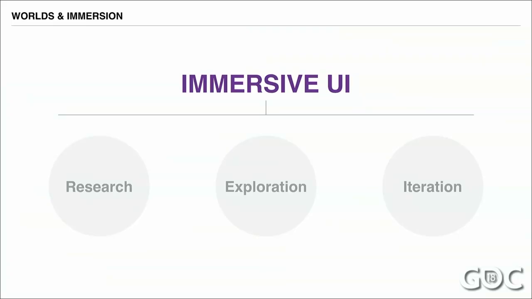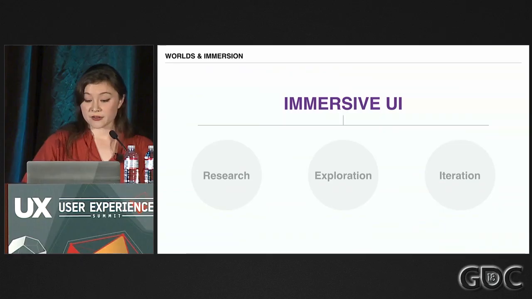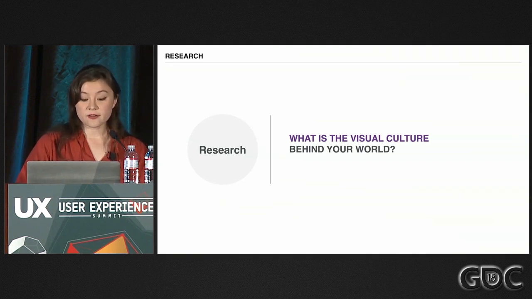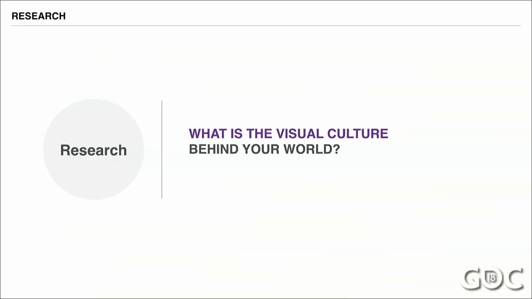So in a compact amount of time, I will discuss how to embed a game's world in its UI via these three phases: research, exploration, and iteration. So step one, let's create the foundation, power up and research your world.